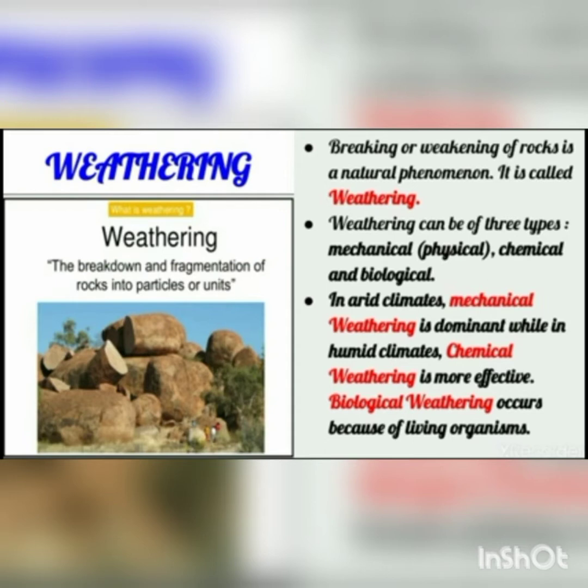We are going to study that weathering can be of three types: mechanical weathering, chemical weathering and biological weathering. In arid climates, mechanical weathering is more dominant. In arid climates, where the temperature is very high throughout the year, mostly in desert areas, cracks take place. As the heat increases day by day, after many years cracks will be seen, and these cracks are going to expand and break.